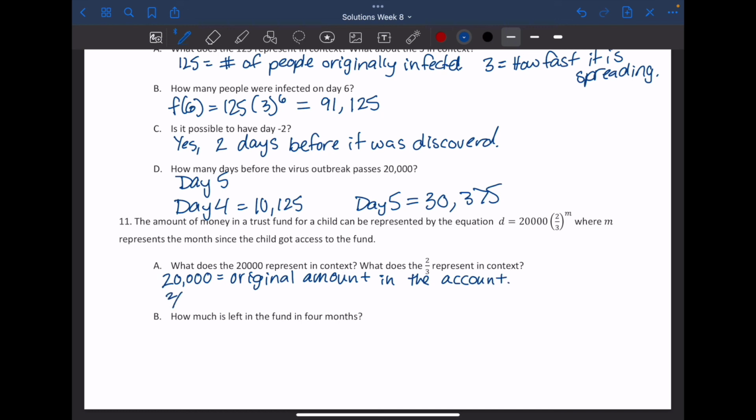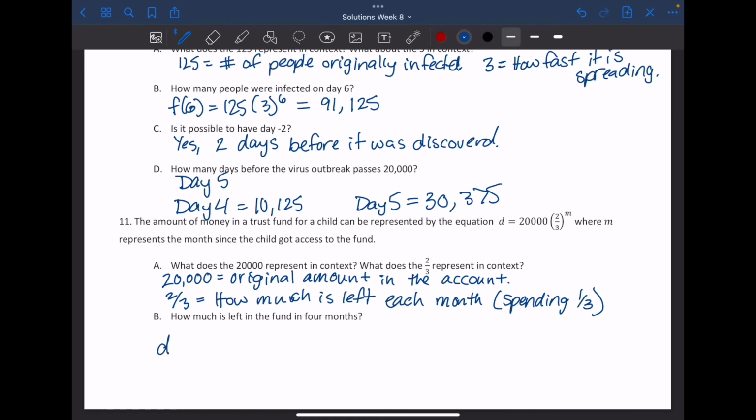The 2/3 is how much is left each month. So this means they are spending 1/3 of the money. So how much is left in 4 months? That just means we plug in 4.